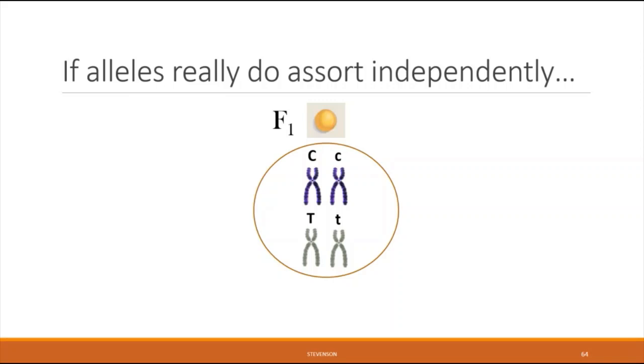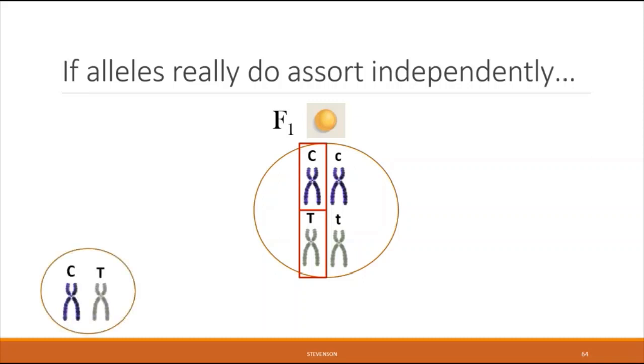Because the chromosomes segregate randomly during meiosis, there are actually four different possible outcomes, four different possible gametes that are going to be swimming around in the reproductive organs of this pea plant. One possibility is that the gamete will end up with a big C and a big T. This is one possible pollen, or one possible ovum, that will be in this pea plant. That's not the only possibility, though.